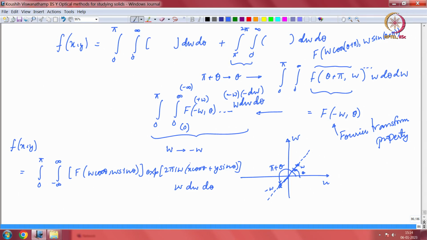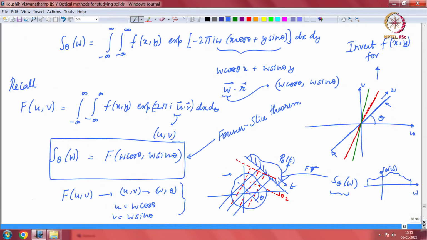Now, remember the equation for a line was x cos theta plus y sin theta equal to t. That was the equation for the line that we used at the start. So, this term inside is exponential of 2 pi i w t. And remember from the Fourier slice theorem, this was S theta of w, the 1D transform of the single projection. If you go back, this is the Fourier slice theorem, this was S theta of w.